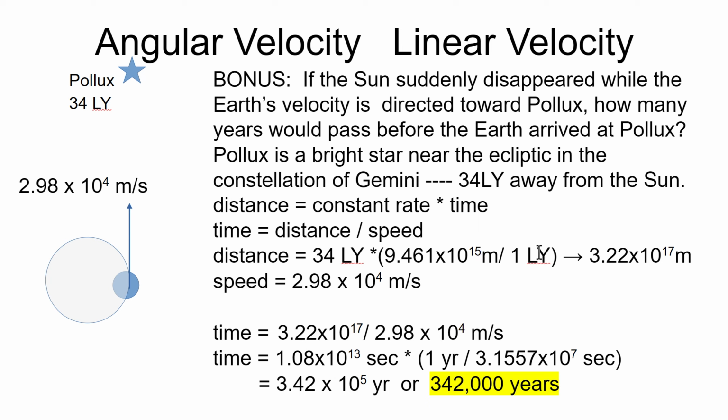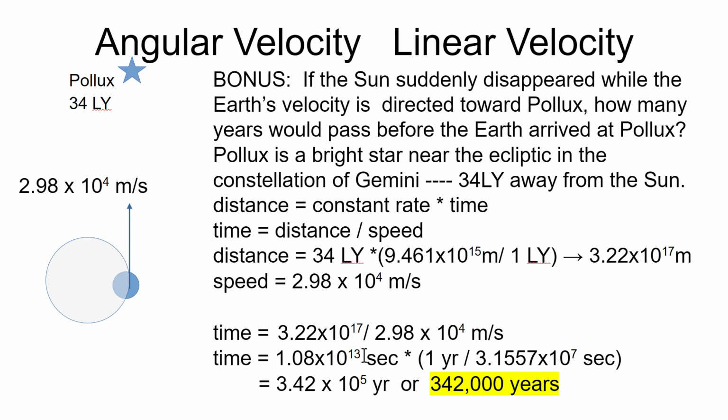Distance, converting light years into meters. You get 3.22 times 10 to the 17th meters to get to Pollux. And our speed we worked out previously. So our time is distance divided by speed. And I came up with 1.08 times 10 to the 13th seconds. That sounds like a big number.